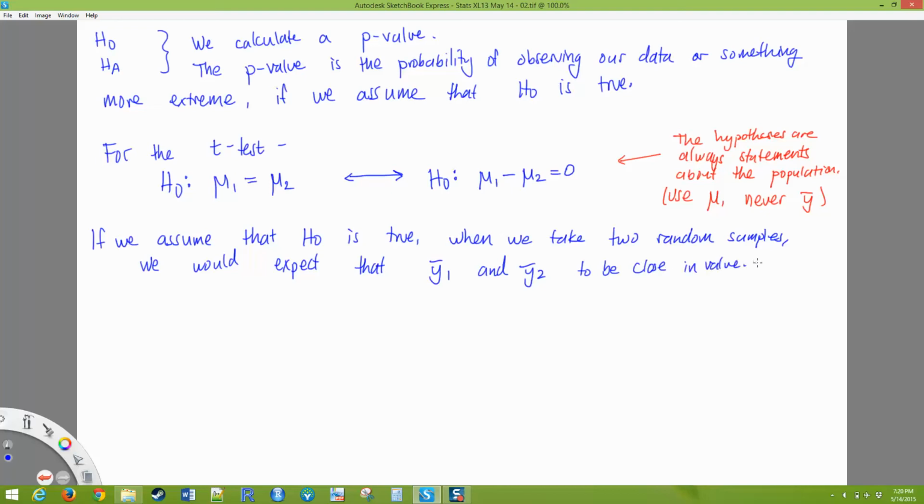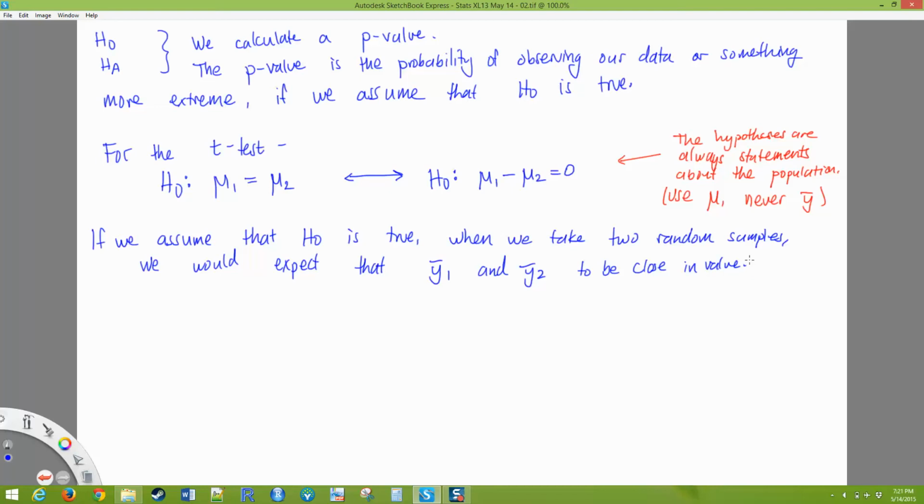So, for example, let's say we did a hypothesis test and we wanted to know, is the average IQ of men in the United States and the average IQ of women in the United States, are they the same or are they different? Now, the null hypothesis in that situation would be that the average IQ of men in the US is equal to the average IQ of women in the US. So the populations have the same average IQ.